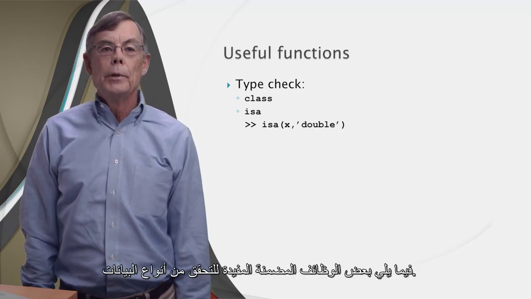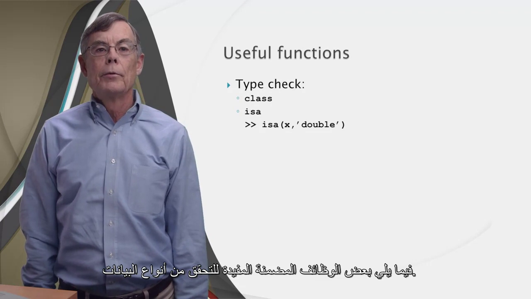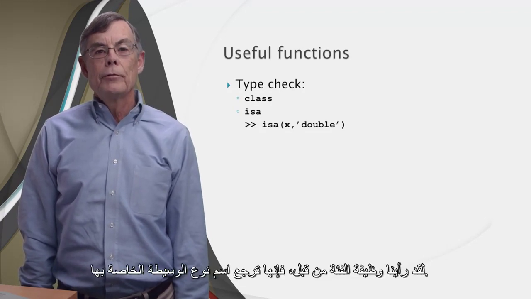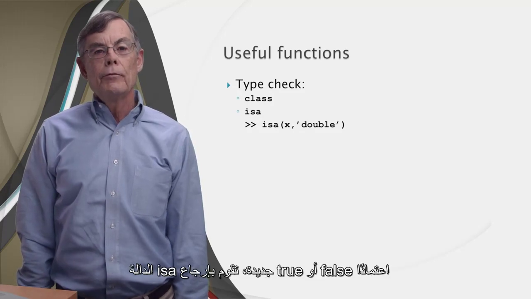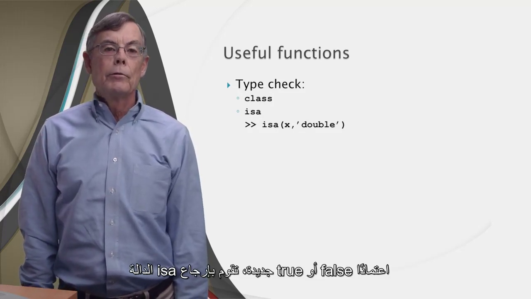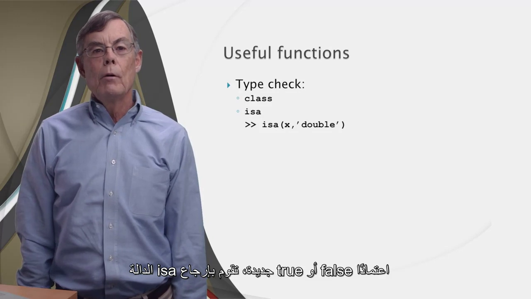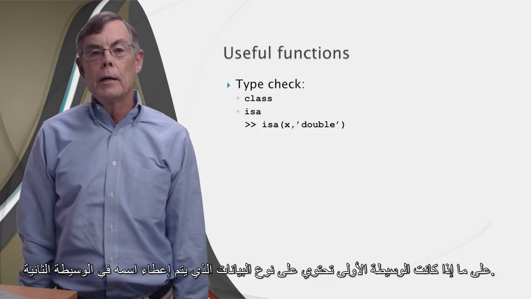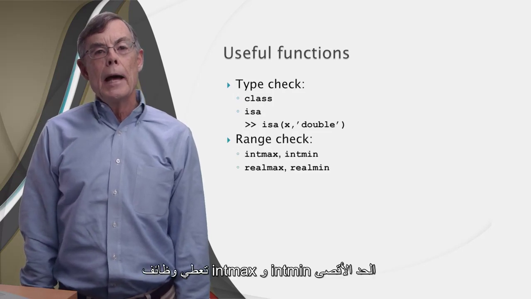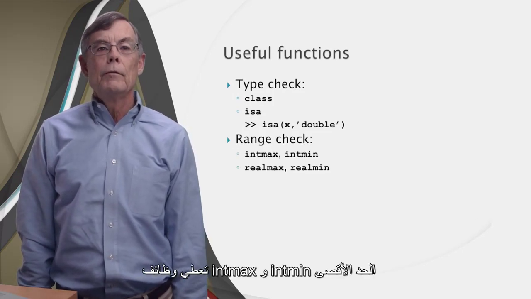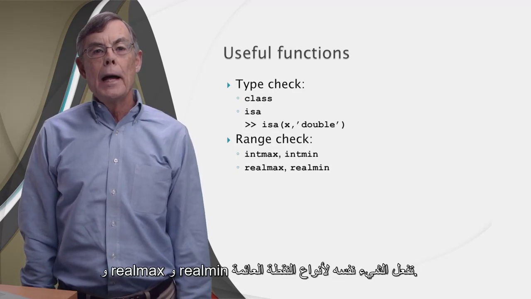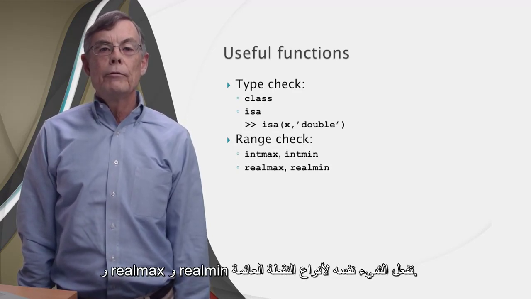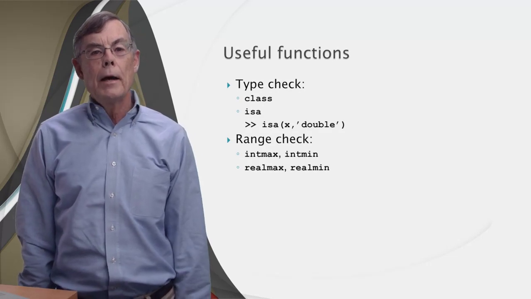Here are a couple of useful built-in functions for checking data types. We've seen the class function before. It returns the name of its argument type. The isa function is new. It returns true or false, depending on whether the first argument has the data type whose name is given in the second argument. The intmax and intmin functions give the maximums and the minimums of the integer types. And realmax and realmin do the same thing for the floating point types. We'll try them out in a minute.